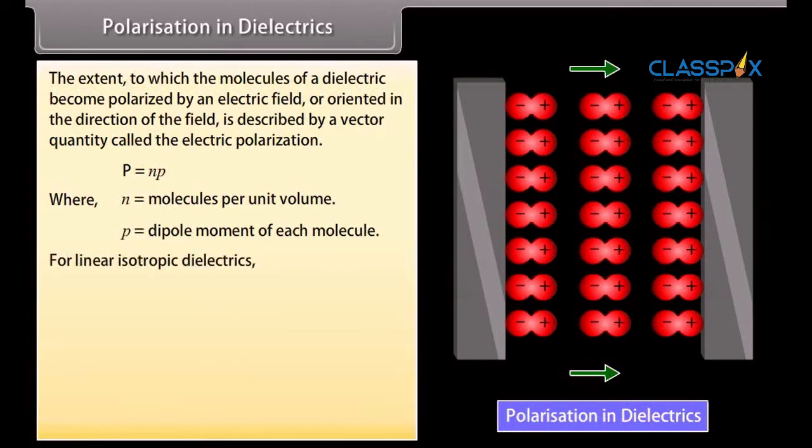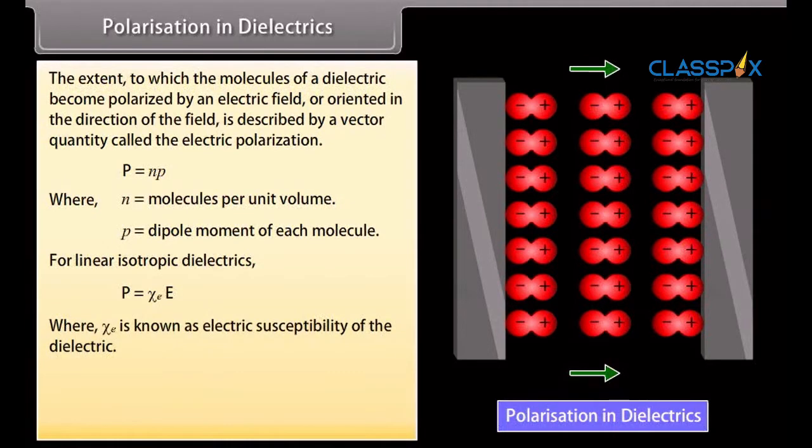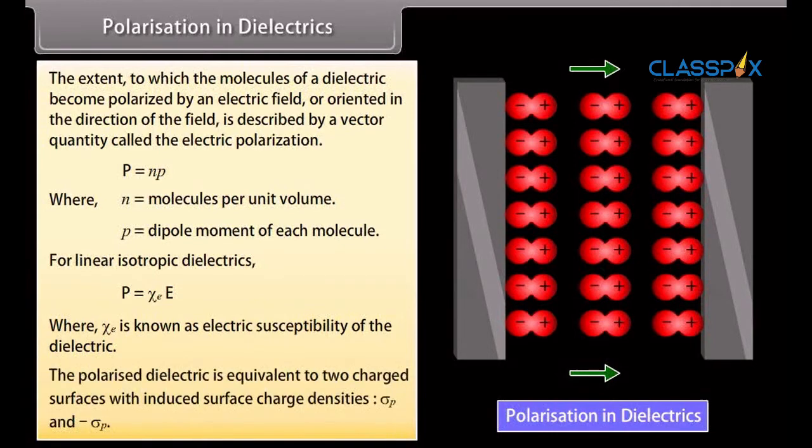For linear isotropic dielectrics, P is equal to the product of Xi and E, where Xi is known as electric susceptibility of the dielectric. The positive ends of the dipoles remain unneutralized at the right surface and the negative ends at the left surface. The unbalanced charges are the induced charges due to the external field. The polarized dielectric is equivalent to two charged surfaces with induced surface charge densities positive sigma P and negative sigma P.